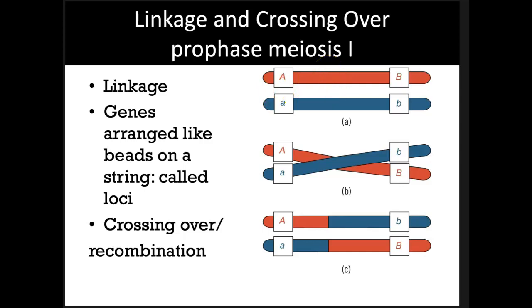So recombination does two things. It creates new variation that never existed, and it also supports variation by potentially unlinking traits that have become linked and are in linkage disequilibrium.